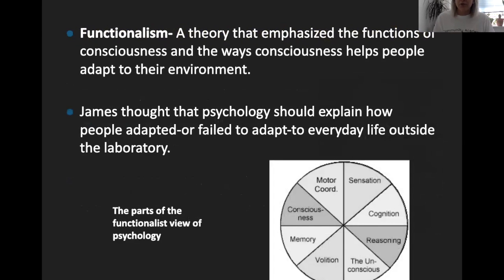Functionalism emphasizes the functions of consciousness and the ways that consciousness helps people adapt to their environment. So what is the purpose? James thought that psychology should explain how people adapt or fail to adapt at everyday life outside the laboratory, because one of James's criticisms of structuralism is that it wasn't being studied in the real world. It wasn't being applied to situations that people would actually be in rather than in just a controlled environment in a laboratory.